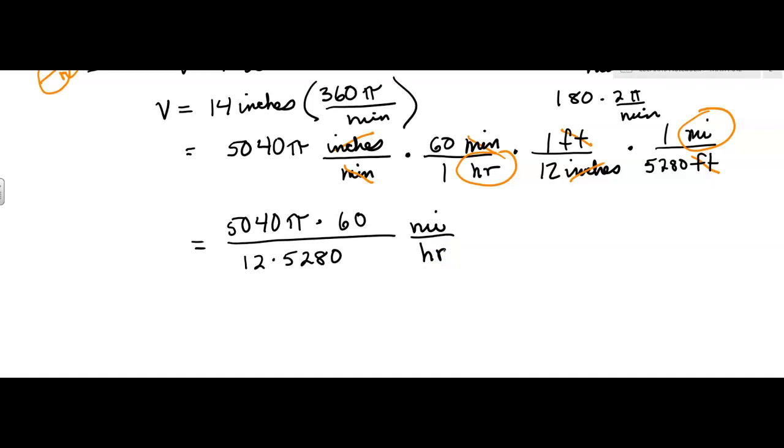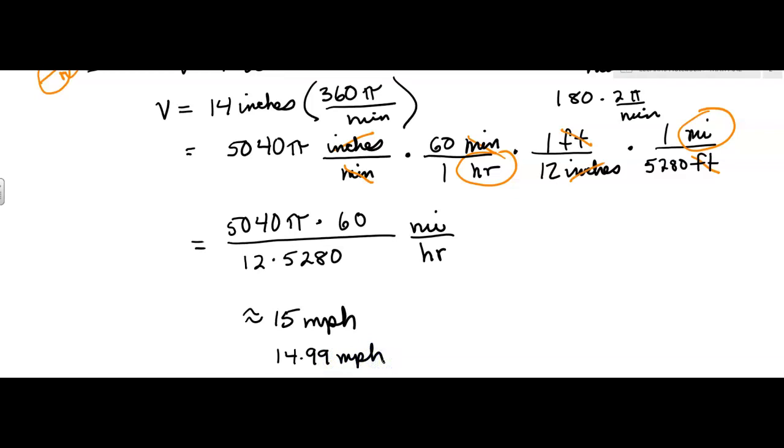So let me go clear my calculator. 5,040 pi times 60 divided by, now I'll need to open a parenthesis, 12 times 5,280, and I'm getting, if I'm rounding to the nearest, about 15 miles per hour. Okay. They went 2 decimal places in the book, so they went 14.99. So it's just a matter of how accurate they want it.